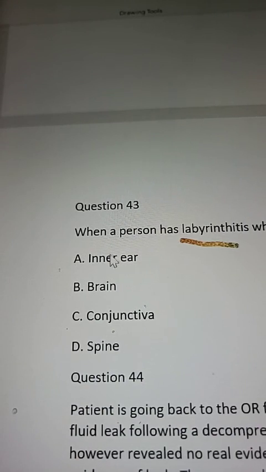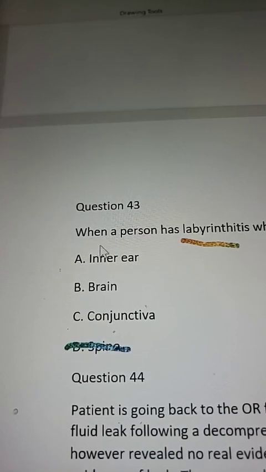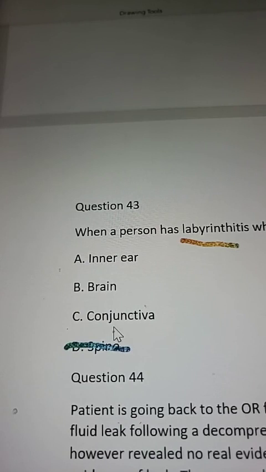Not really a lot you can do here for getting rid of anything, except for the spine is located really far away from the ear, brain, and conjunctiva. It's the only thing I can think of. And since these three are super close anatomically together, it would be between those. And yeah, Jess, you're right. Inner ear, for sure.